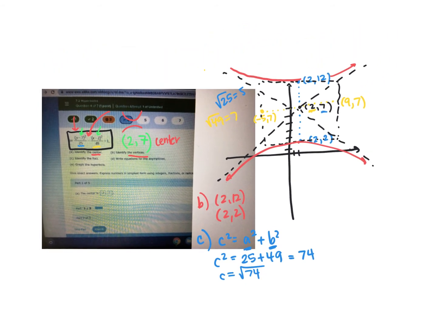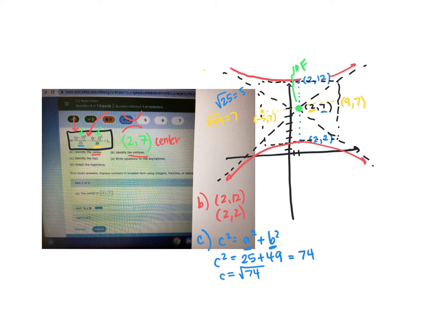So what that means is I'm going to go up and down from the center. So I'm on my picture again. I'm going to go up and down square root of 74, which I'm not sure what that is. You could type that into a calculator. It's a little less than square root of 81, which is 9. So I know it's going to be somewhere up here. That's where my focus will be.